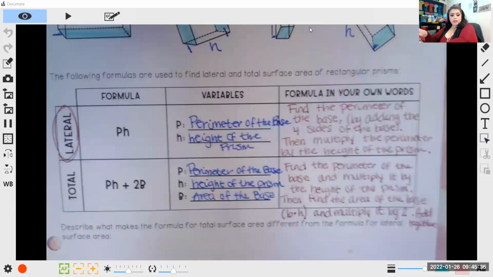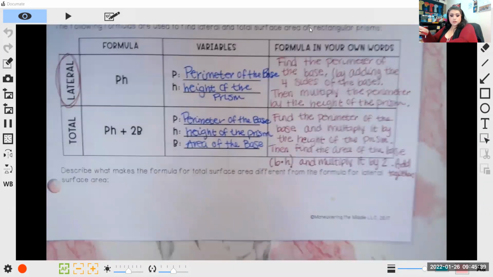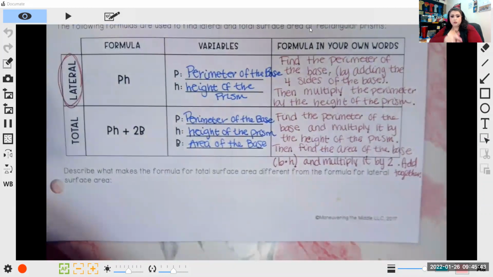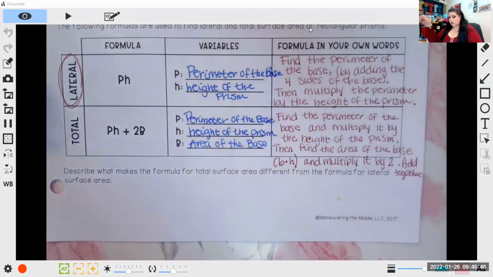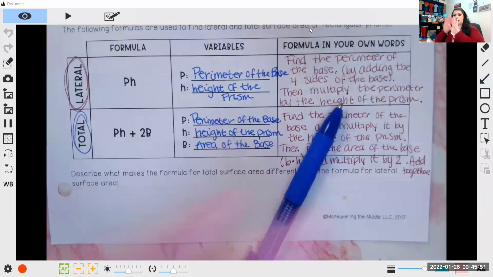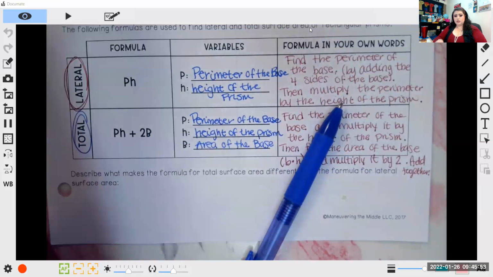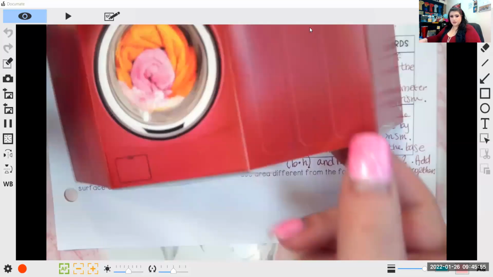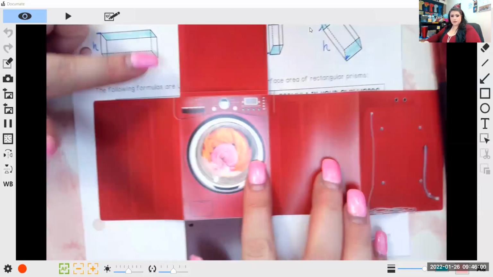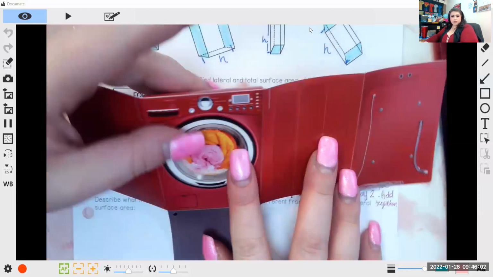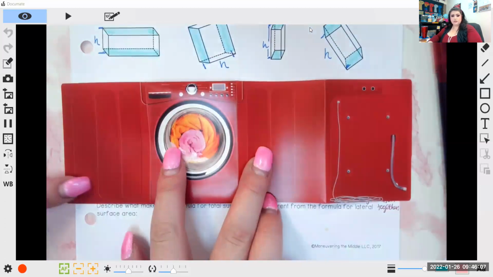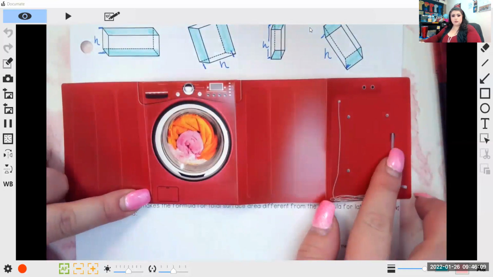So describe what makes the formula of total surface area different from the formula of lateral surface area. Well, if you notice, we can look right off the bat: lateral is just talking about going all around. So here's my example from earlier. Lateral is if I fold in my bases. Now look, I have just the lateral, just going around.